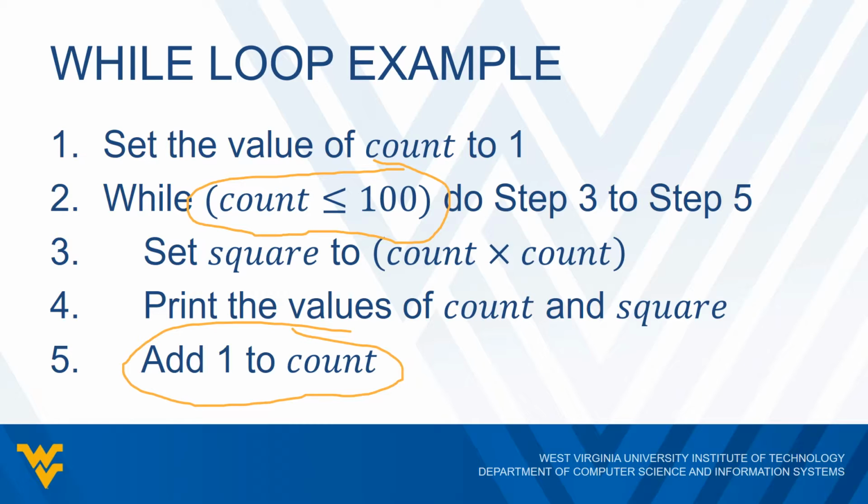So the first time we go through this, count is 1. The next time count is 2. The next time count is 3. And we're going to keep doing this up until count becomes 101. And when that happens, that means our condition at step 2 is false. So that means we skip steps 3, 4, and 5, and we move on to whatever step 6 is.